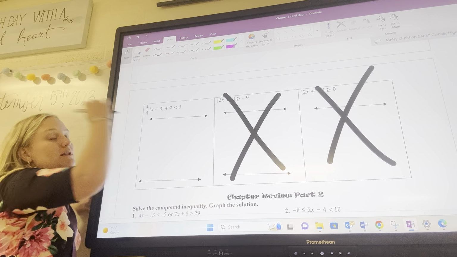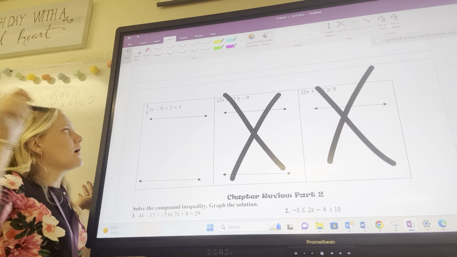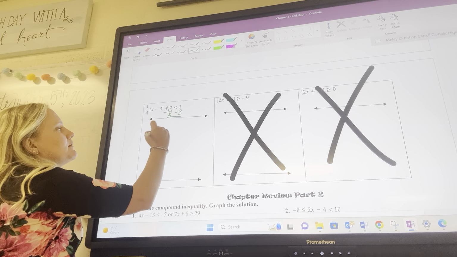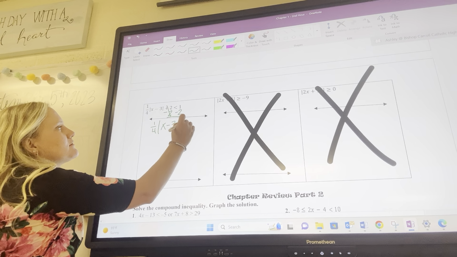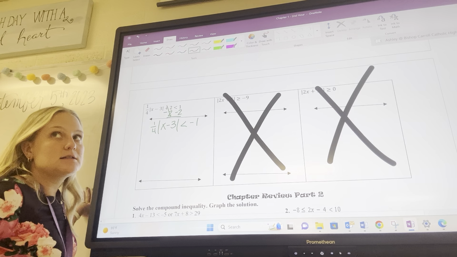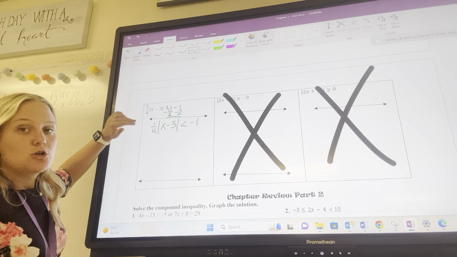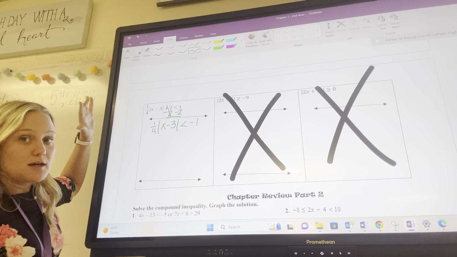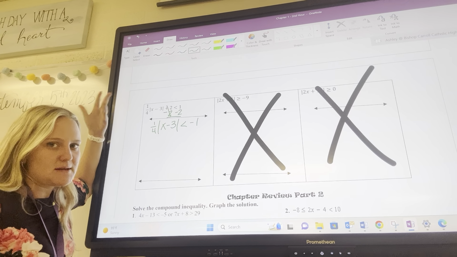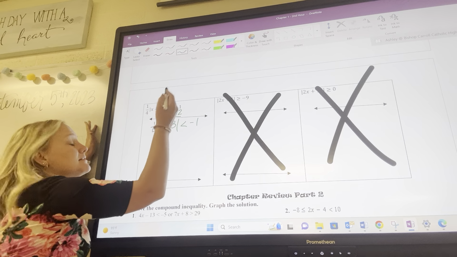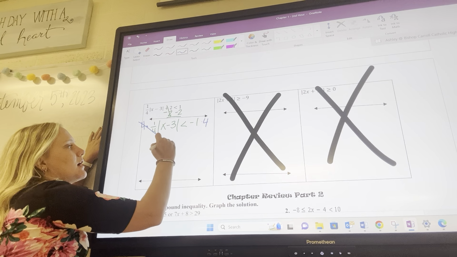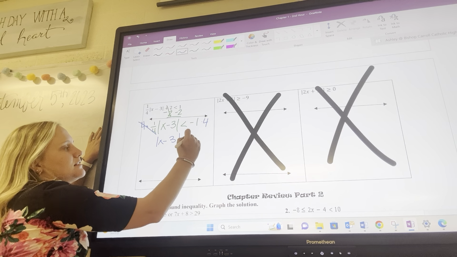Okay, this one is slightly more complicated, but it's going to be okay. So first we're going to subtract 2. So we have 1/4 times the absolute value of x minus 3 is less than 1 minus 2, which is -1. And then we want to get rid of this fraction. So we would multiply by 4 because 1/4 times 4 is 1. And anything times 1 is just itself. So it basically cancels out. So the absolute value of x minus 3 is less than -4.